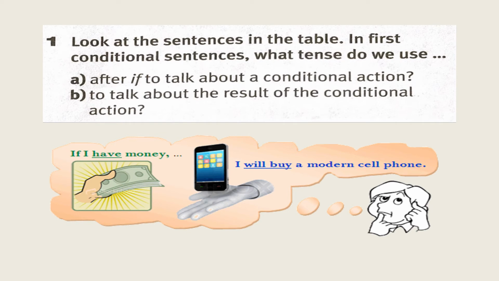Question 1. Look at the sentences in the table. Tengok ayat di dalam jadual. In first conditional sentences, what tense do we use? Dalam ayat first conditional, kita menggunakan tense yang mana? Past tense, present tense, or future tense?